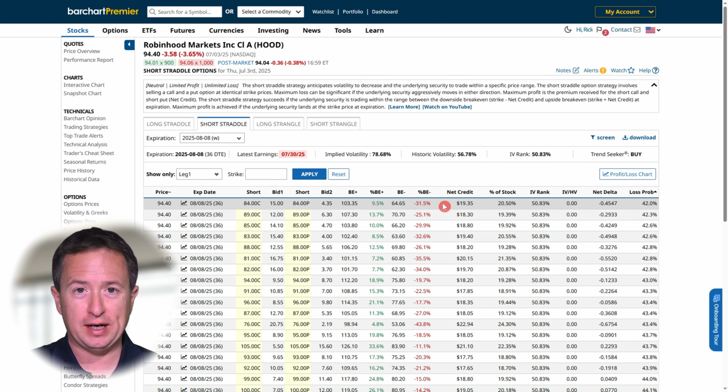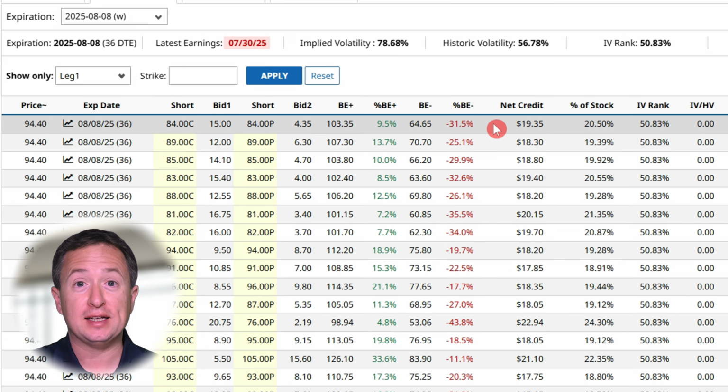Everything you need to trade is right here. The screener recommends selling an $84 strike put and call on Robinhood stock for $4.35 and $15 per share, respectively, bringing your total credit to $19.35 per share, or $1,935 per contract. And the trade expires in 36 days.